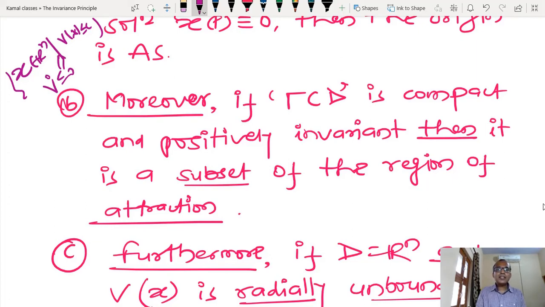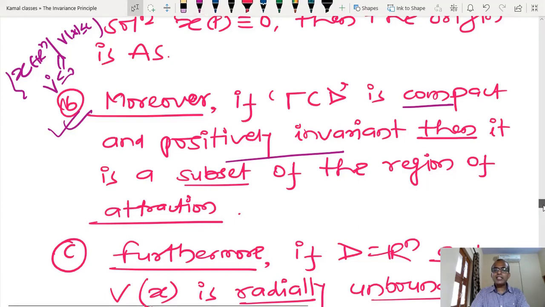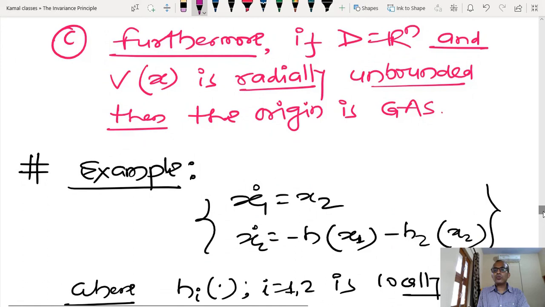Okay, and whenever we are applying LaSalle's invariance principle, where we are taking the compact and positively invariant set already, that is nothing but a part of the region of attraction. Automatically that becomes part of the region of attraction. Okay, and if D equals Rn and Vx is radially unbounded, then one can easily prove that the origin is not only locally asymptotically stable but globally asymptotically stable.